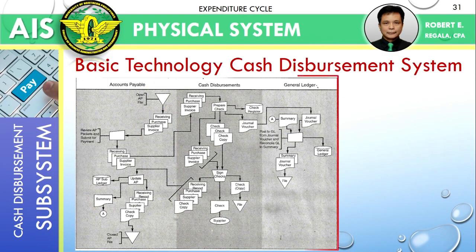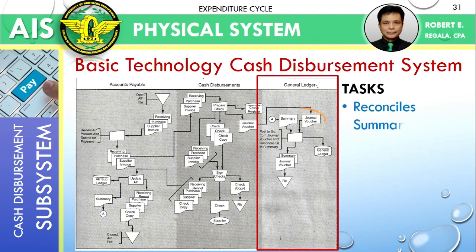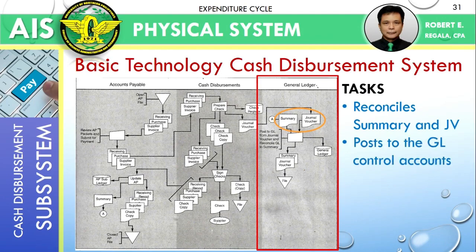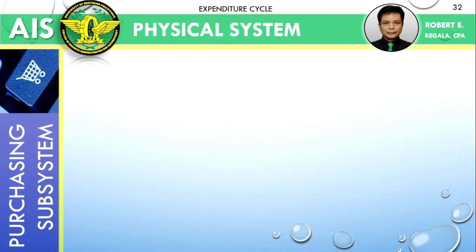General Ledger Department. Based on the journal voucher from Cash Disbursements and the account summary from Accounts Payable, the General Ledger clerk uses the department PC to post to the General Ledger Control accounts and files the documents. This concludes the cash disbursements procedures.